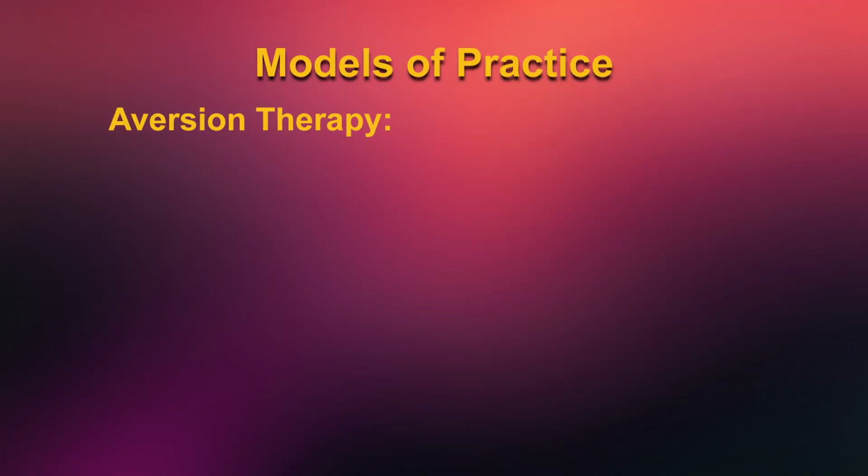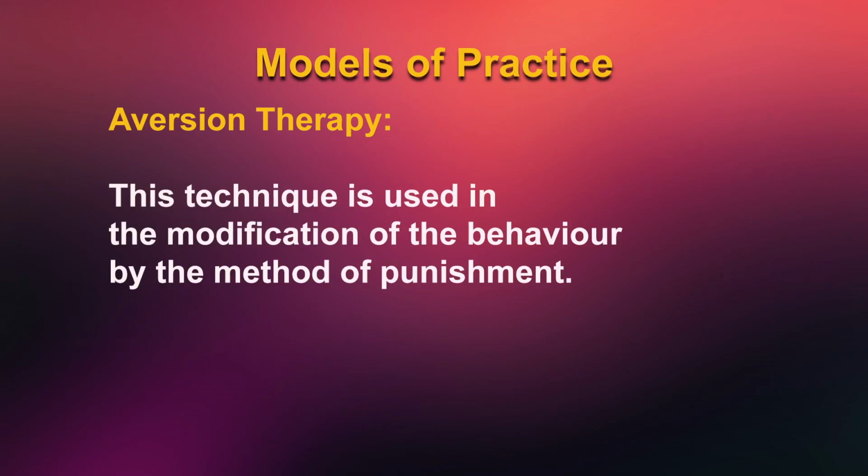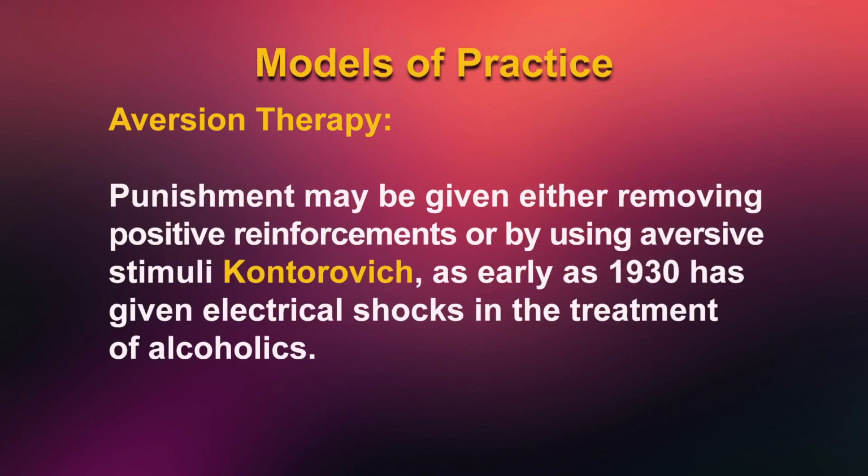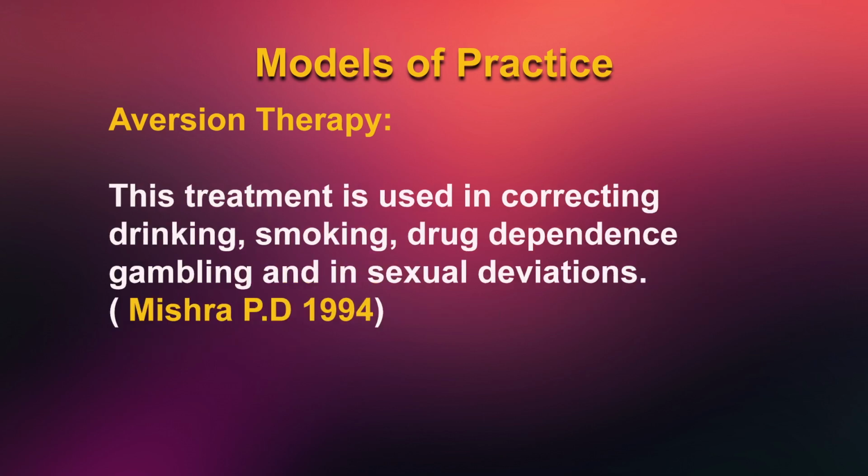The modification can be achieved by using the following techniques. 1. Aversion therapy. This technique is used in the modification of behavior by the method of punishment. Punishment may be given either by removing positive reinforcement or by using aversive stimuli. Kontorovich, as early as 1930, gave electrical shocks in the treatment of alcoholics. This treatment is used in correcting drinking, smoking, drug dependence, gambling, and sexual deviations.